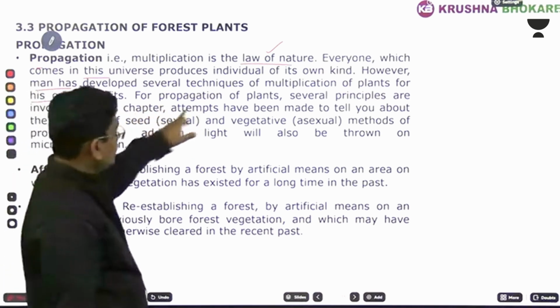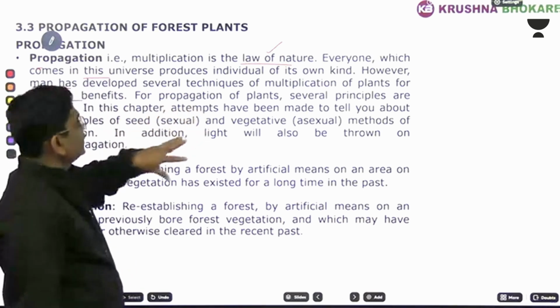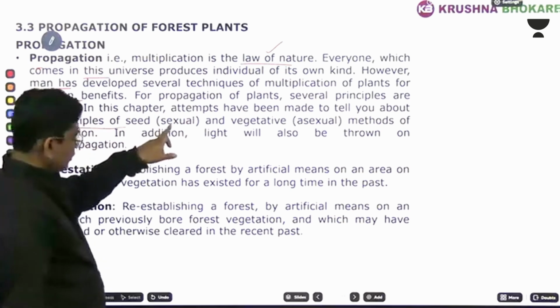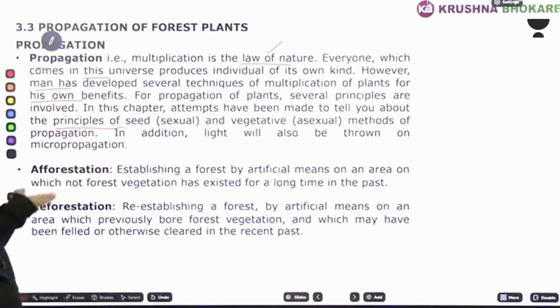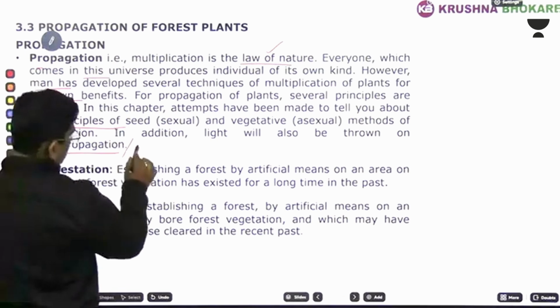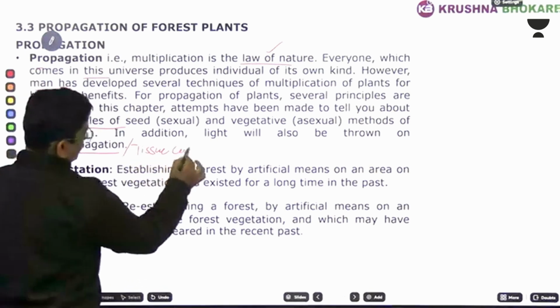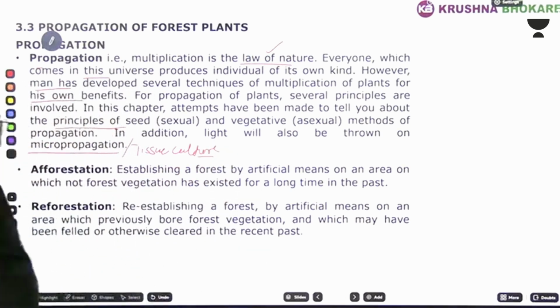In propagation of the plant, several principles are involved. In this chapter देखो we will attempt to identify two methods, that is principles of the seed or sexual reproduction, or the vegetative asexual. Okay, in addition we will also shed some light on the method that is called micro propagation. It is also called tissue culture और artificial regeneration भी कहते हैं हम इसी को.